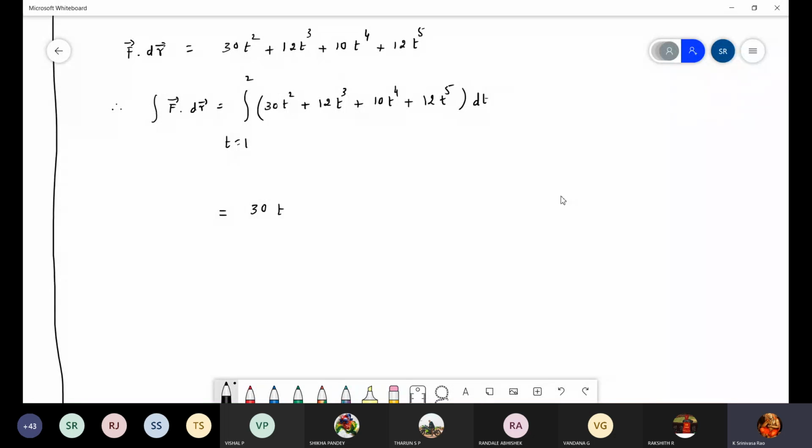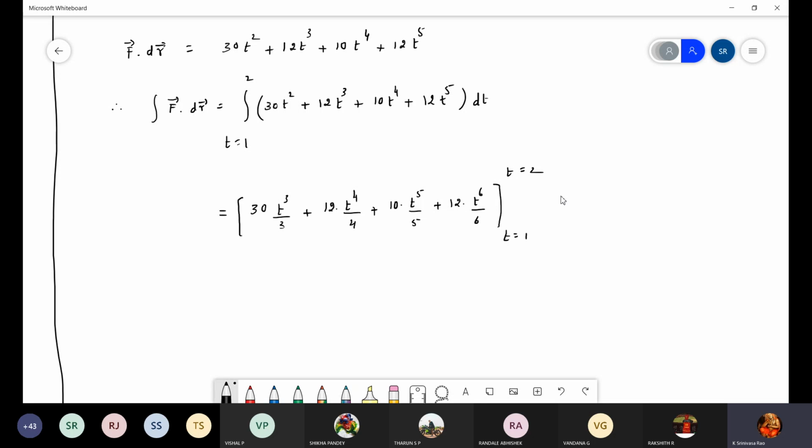T square integration is t cube by 3 plus, I will take one more step. 12 write as it is. T cube integration is t power 4 by 4 plus 10 as it is. T power 4 integration is t power 5 by 5 plus 12 as it is. T power 5 integration is t power 6 by 6. Okay. Now you have to substitute the limit t equals 1 to t equals 2.